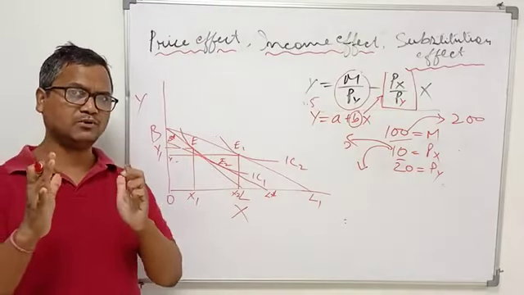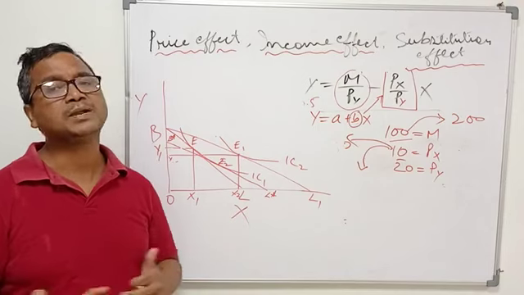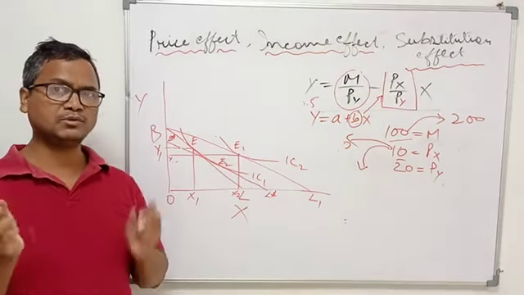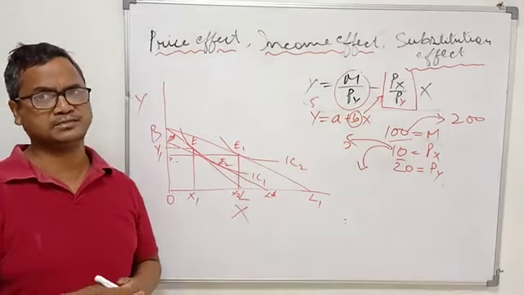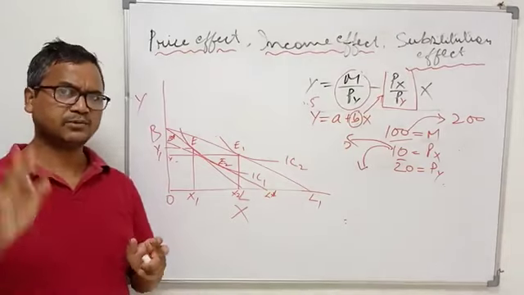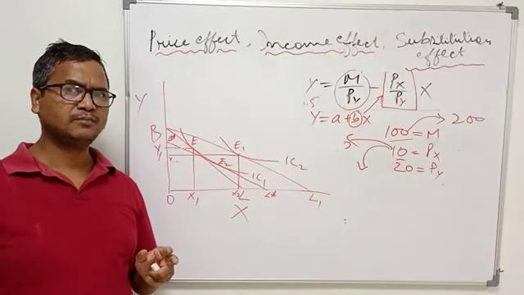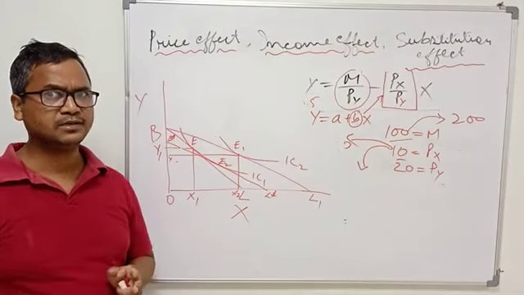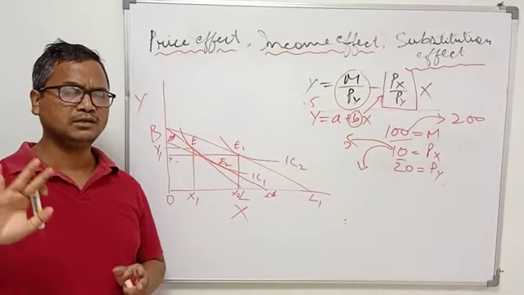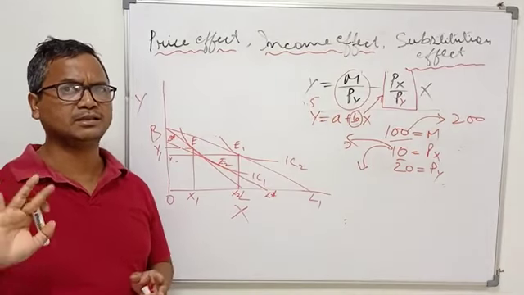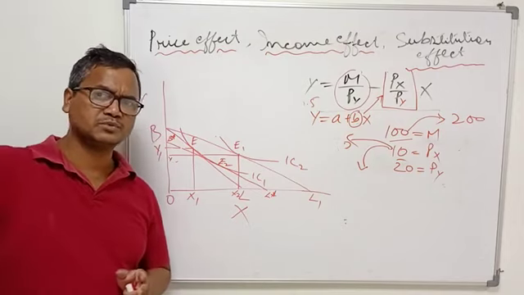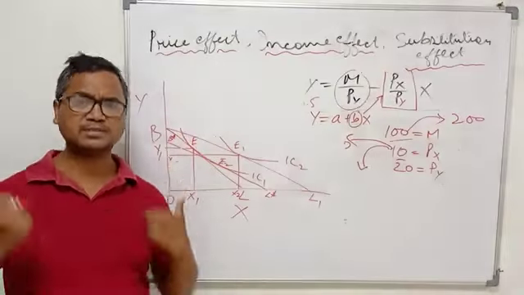So our target is to know how much the relative prices have changed, and due to that, how much the consumption of good X has changed. That is our target. But when the price of the commodity falls, the purchasing power, the real income, also increases. So we don't want to allow the increase in real income. We want the real income to remain constant. That's why we are taking away some money.